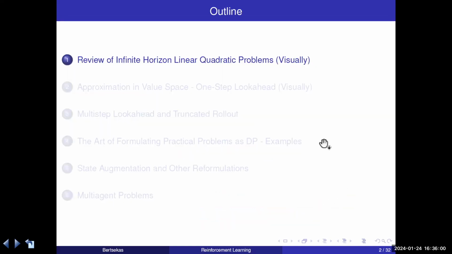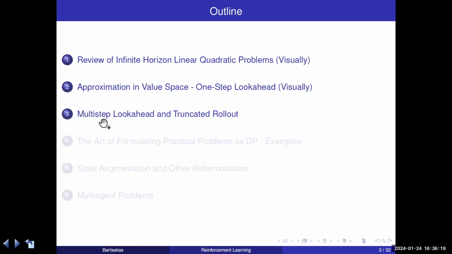So here's the outline for today. We're going to review infinite horizon linear quadratic problems with an emphasis on visual representations and explanations. Then we are going to go into approximation value space for these problems with one-step look ahead, again, focus on visualizations. Then we're going to talk about multi-step look ahead and truncated rollout, again, for linear quadratic problems.